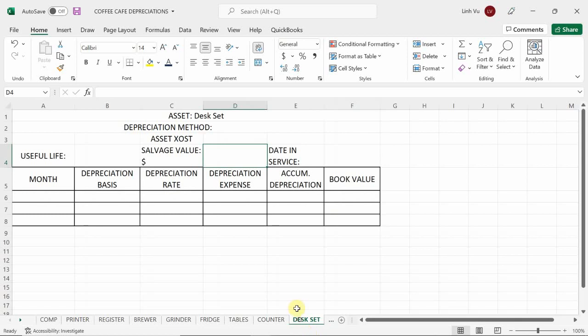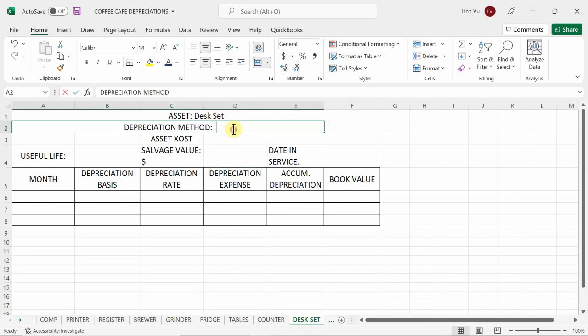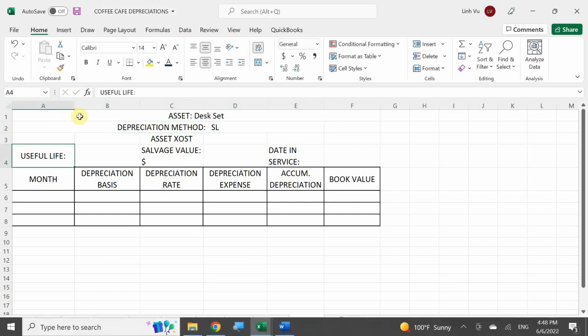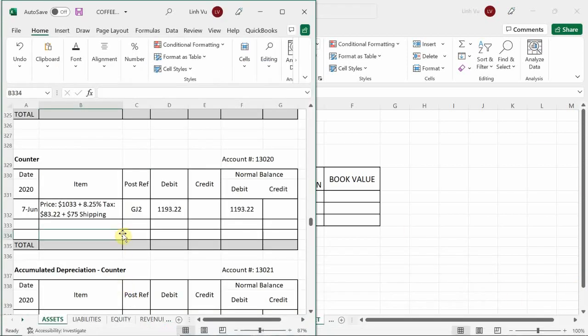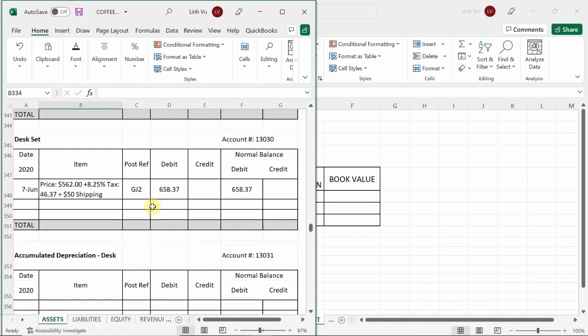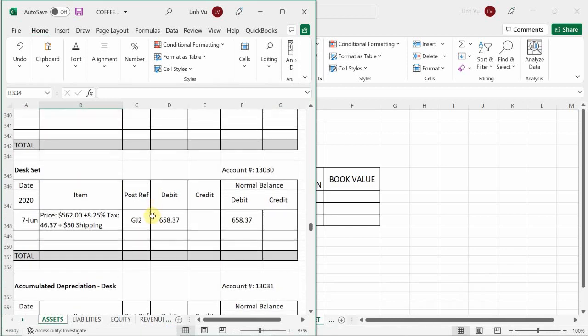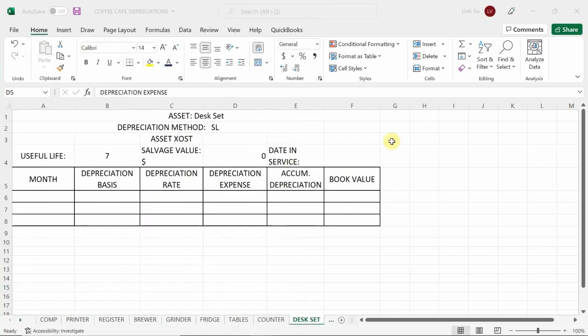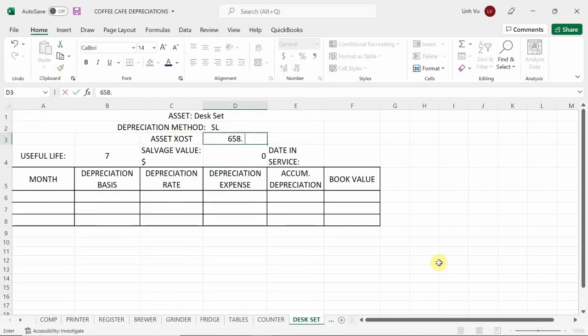Next one we're going to be moving on to is our desk set. So again, we're going to depreciate using straight line, okay, with 7 years estimated useful life with 0 salvage value. Let's see when we bought the desk set, okay, and how much it cost us. So we purchased the desk set on June 7 for a total of $658.37.